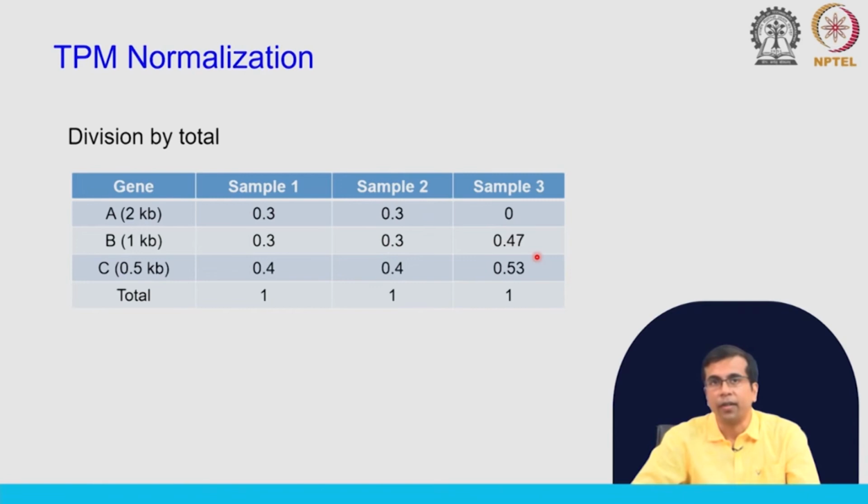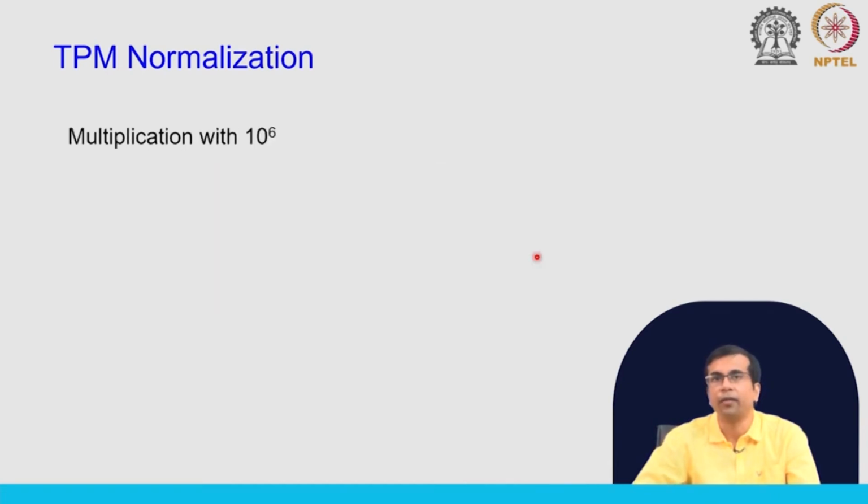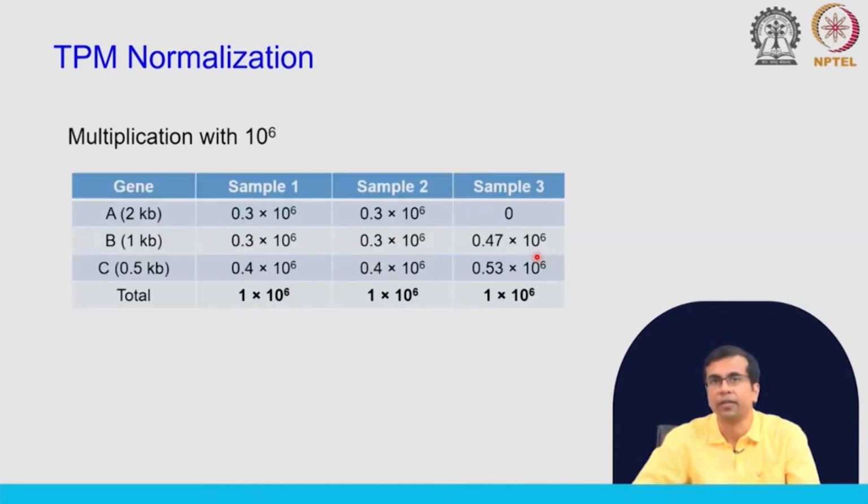So we get the numbers, and as you can see, the sum is 1 for all of them. Just a simple tweak can change the whole thing. Sum is 1, and the next step is to multiply with 10 to the power 6. In this example, because the read numbers are very small and we are dealing with a very small number of genes, we are getting pretty good numbers, 0.3, 0.3, 0.4, etc.